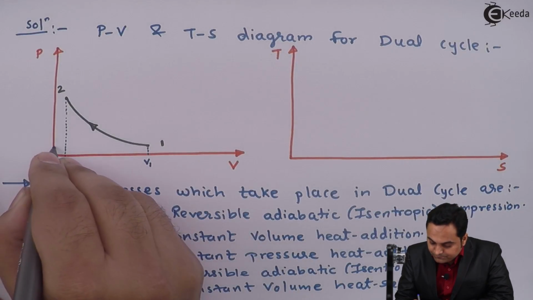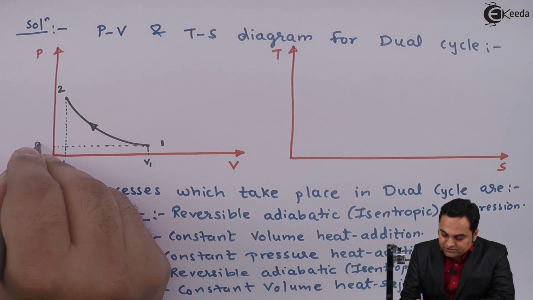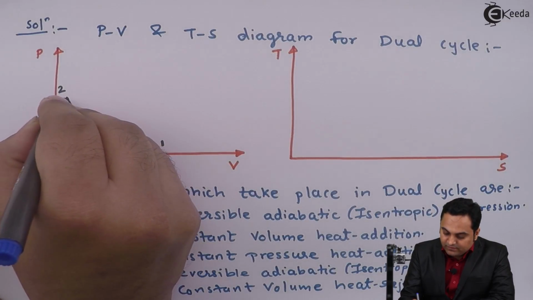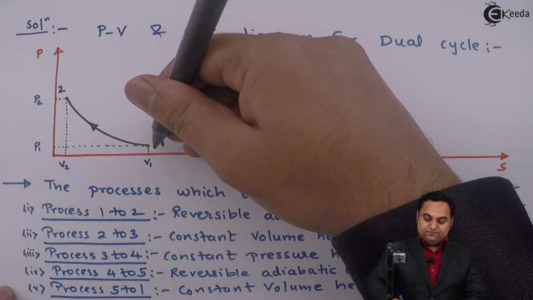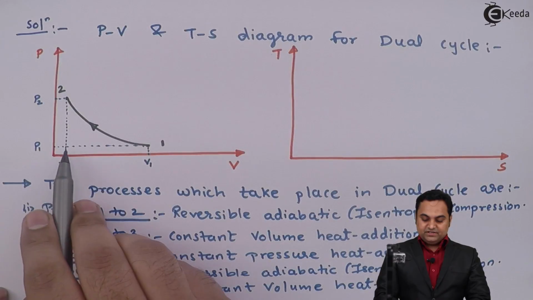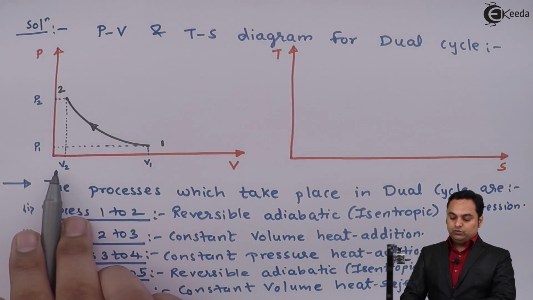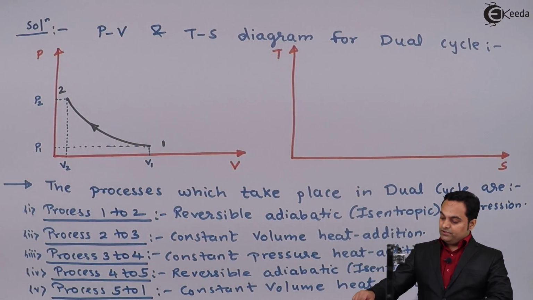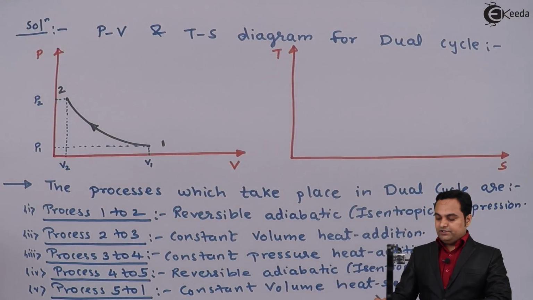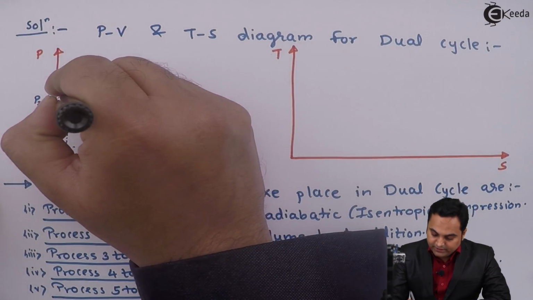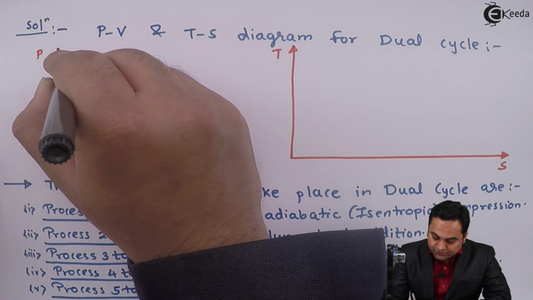Then initially the pressure is P1. After that, once we have completed the compression process, pressure rises from P1 to P2 and volume decreases from V1 to V2. So this is the compression process. Next, during process 2 to 3, it is constant volume heat addition. So we will go on adding heat, keeping the volume constant.